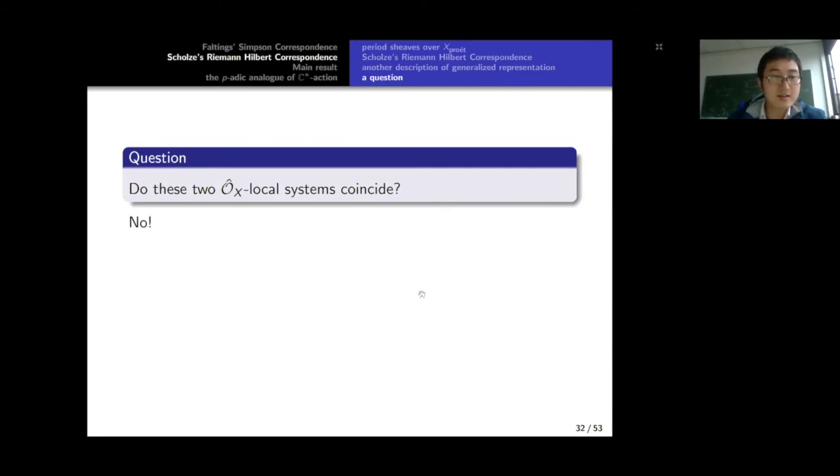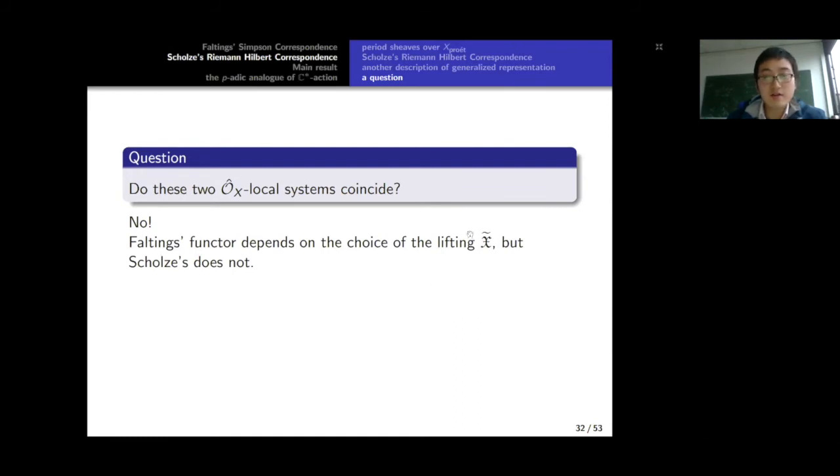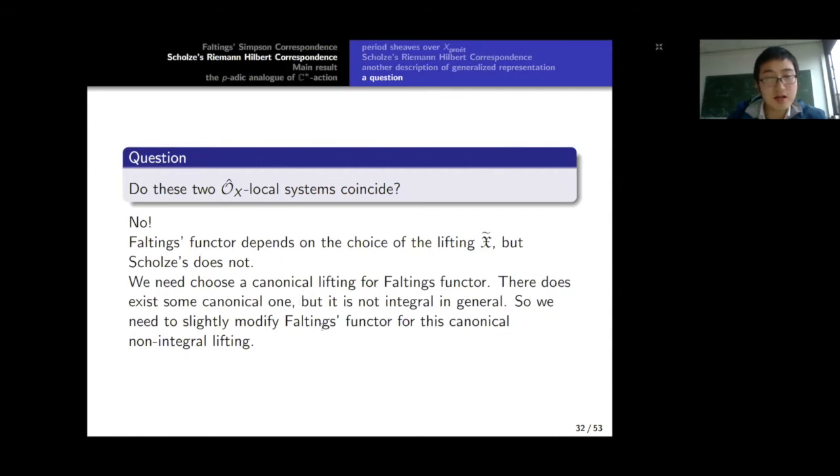Certainly the answer is no. We can see the Faltings' functor depends on the choice of this lifting X tilde, but the Scholze's functor doesn't depend on any choice of lifting. So we need to choose a canonical lifting for Faltings' functor. In general, there does exist some canonical one, but this canonical one is not integral. So we need to slightly modify Faltings' functor for this canonical non-integral lifting.